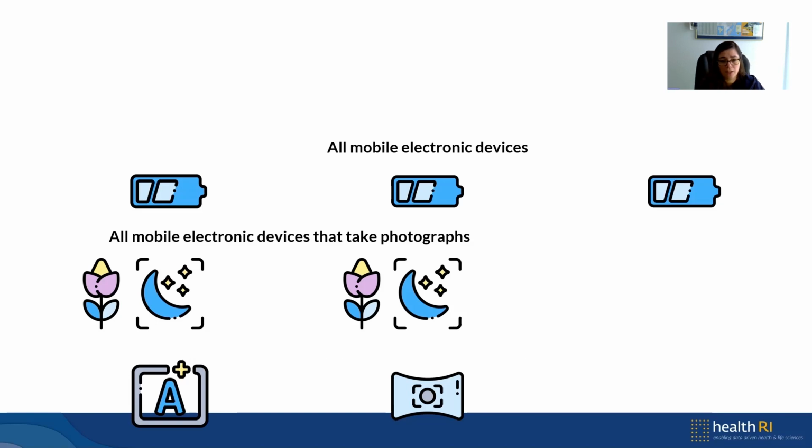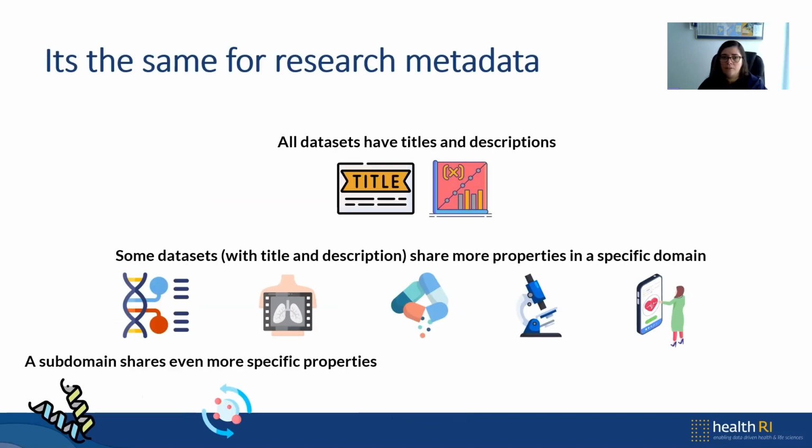On the left, you can find this icon when you are pressing the automatic mode in your interchangeable-lens camera. And on the right, you will see, also in your smartphone, this icon when you want to take a panorama picture. And it's the same for research data. All datasets have, for example, titles and descriptions. Some datasets with title and description share some properties in a specific domain. And sometimes that domain has a subdomain that will have even more specific properties. For example, here on the left, you see, let's say, genomics may have something with proteomics and other types of omics metadata.